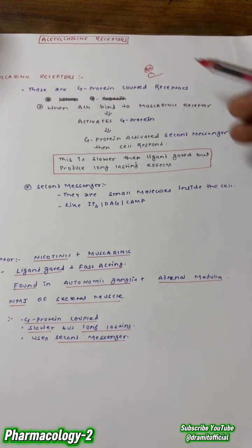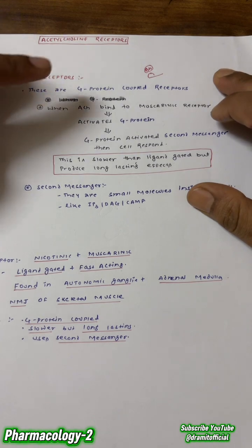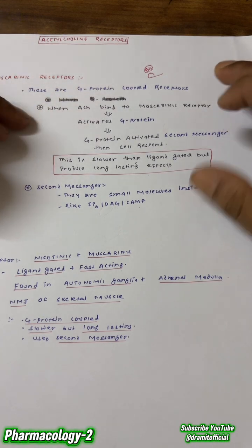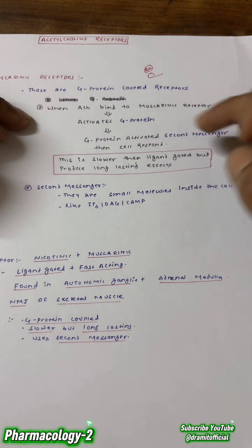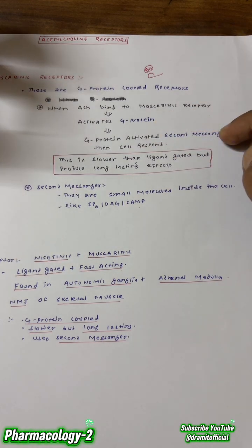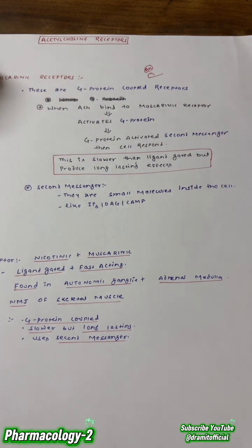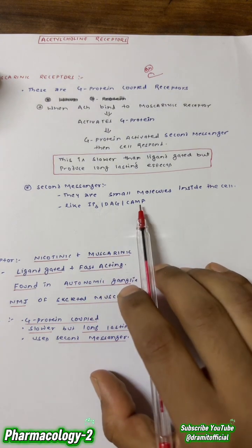So this muscarinic receptor is a G protein coupled receptor. When ACH binds to the muscarinic receptor, it will activate the G protein, and when the G protein is activated, the secondary messengers like IP3, DAG, and cAMP will come from the cells.